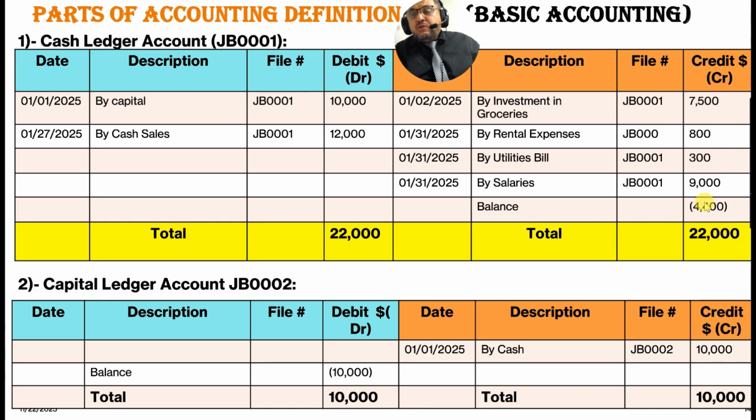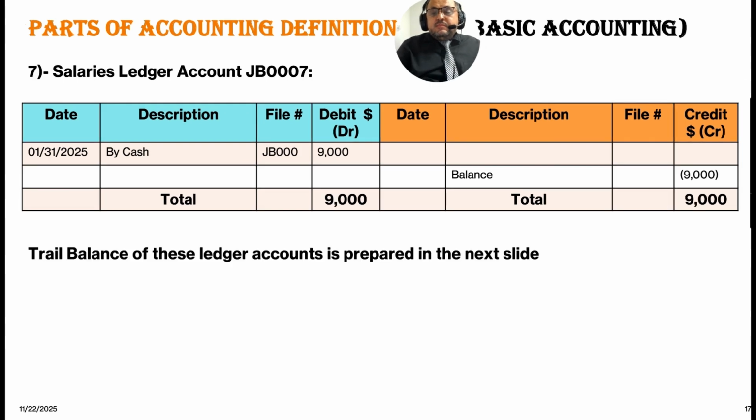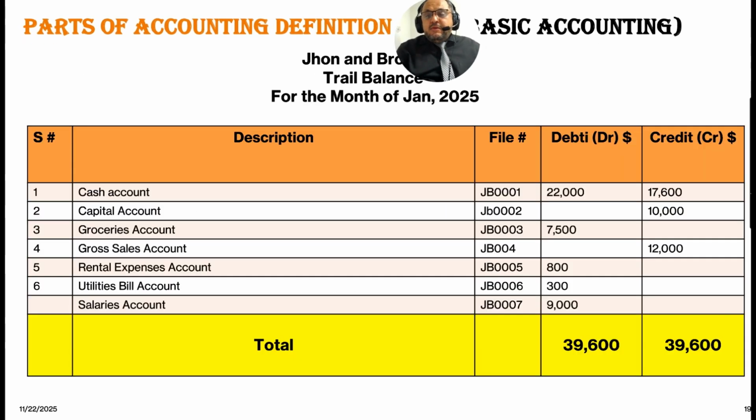But remember, in the credit column, we do not write this amount. We write this plus this plus this plus this, which is equal to 17,600. And in the debit column, this plus this is equal to 22,000. Let's show you practically. Here, in the cash account, as I told you, the total of 4 accounts in credit is 17,600 and the total of 2 accounts in debit is 22,000. We wrote it in here.